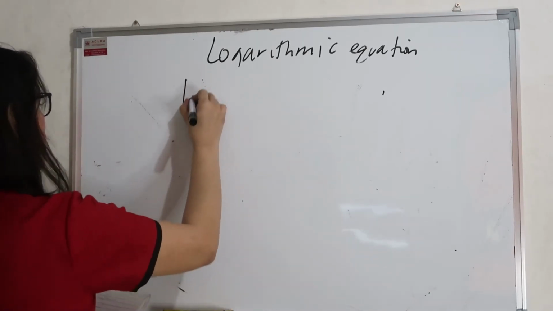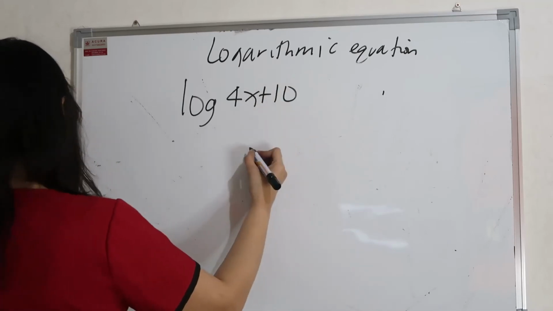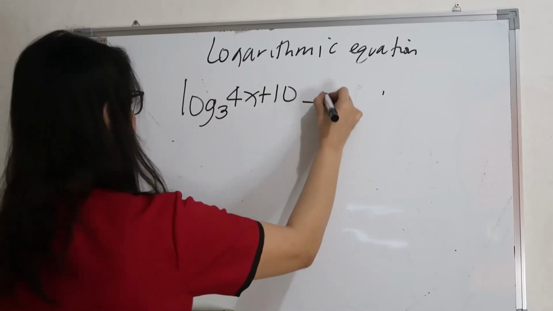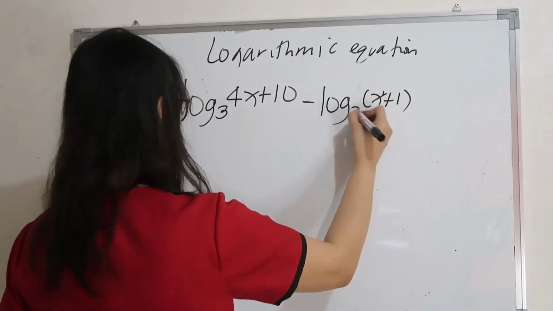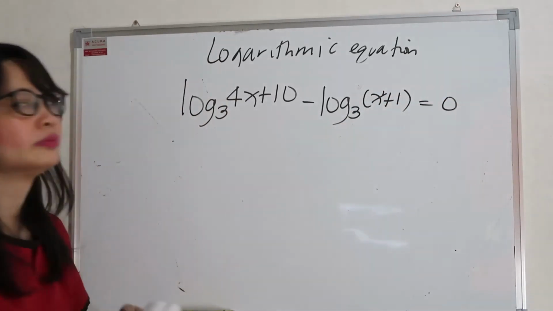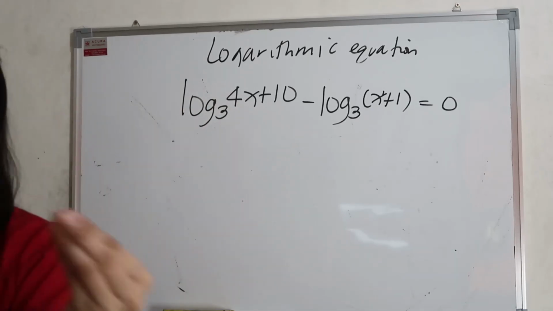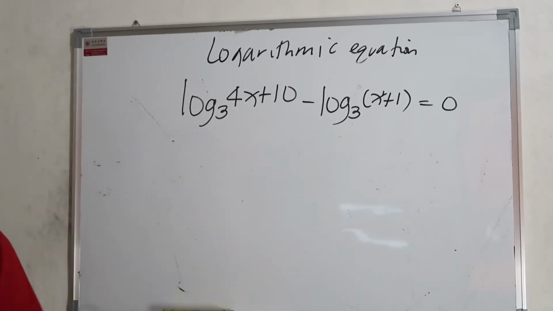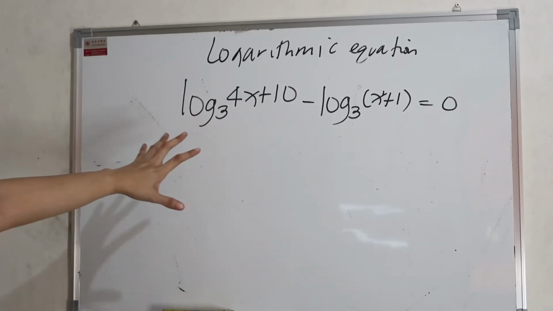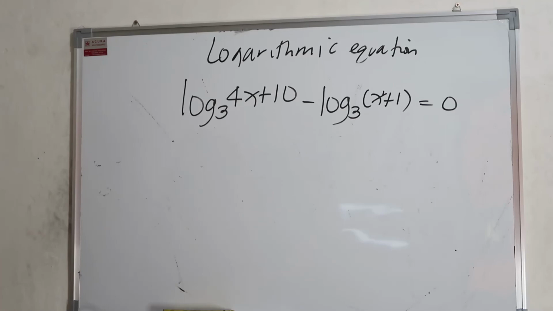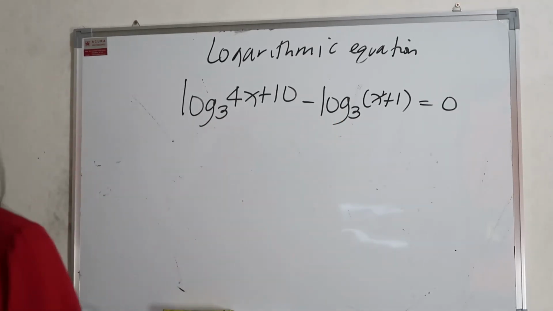Let's see, the given is log 4x plus 10 with a base 3 minus log x plus 1 with a base 3 equals 0. Okay? Again, how do we solve it? Using the concept of logarithmic equation. First, we need to check if we can use properties of logarithm here. Since they have the same base, which is 3, can we apply properties of logarithm?